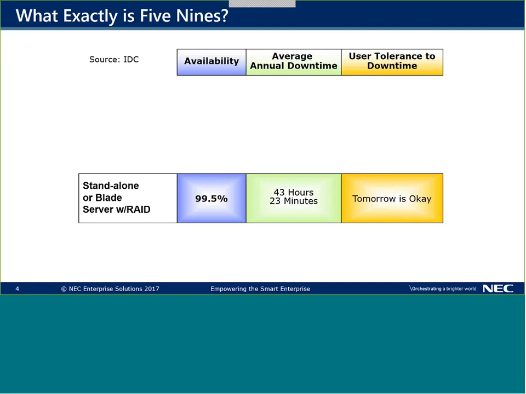Starting here at the bottom, let's say for a moment that you were going to implement some application on a standalone server or a blade server with RAID disk configuration. That type of environment can typically be expected to provide 99.5% uptime, which, if you do the math over the course of a year, is 43 hours of downtime, or roughly 2 days, obviously spread across the entire year.